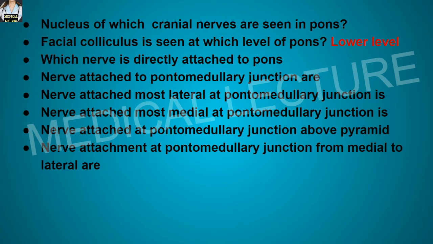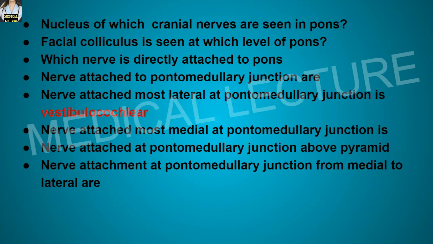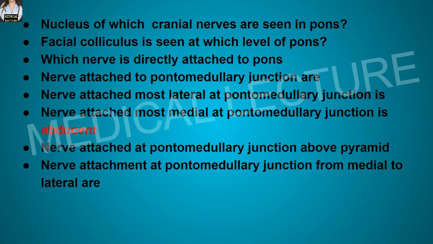Which nerve is directly attached to the pons? So trigeminal nerve. Nerves attached to the pontomedullary junction are the facial nerve, abducens nerve and the vestibulocochlear nerve. Which nerve is attached most lateral at the pontomedullary junction? It is the vestibulocochlear nerve. Which nerve is attached most medial at the pontomedullary junction? It is the abducens nerve.